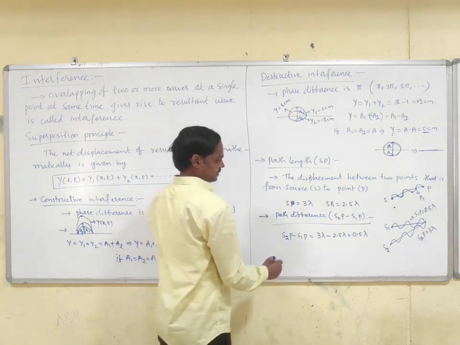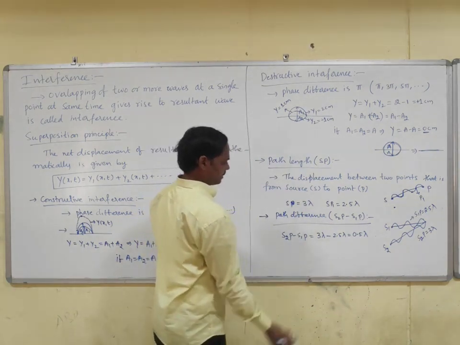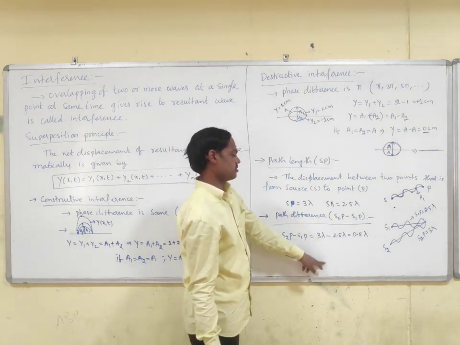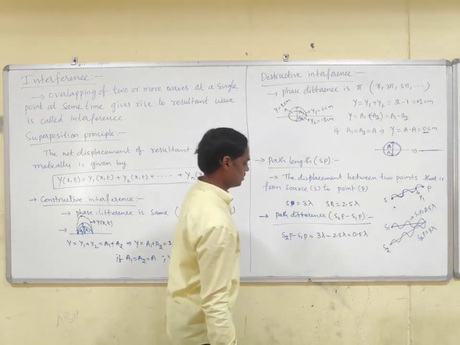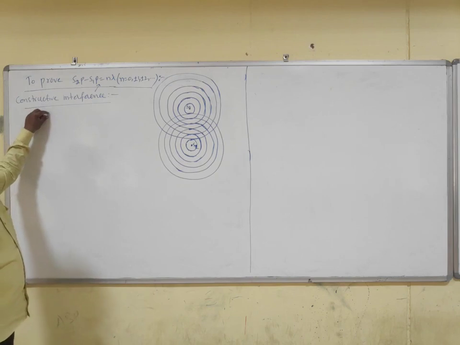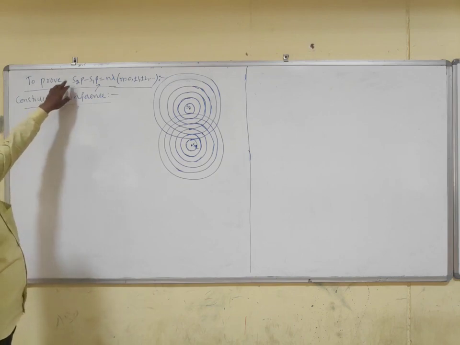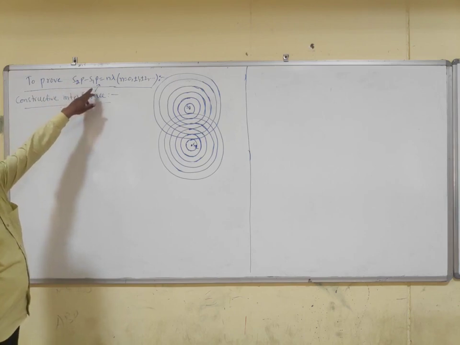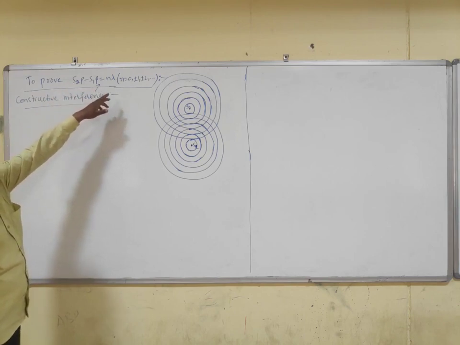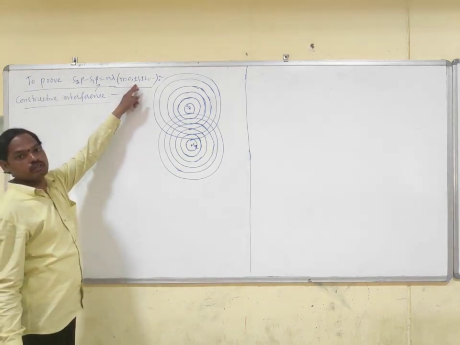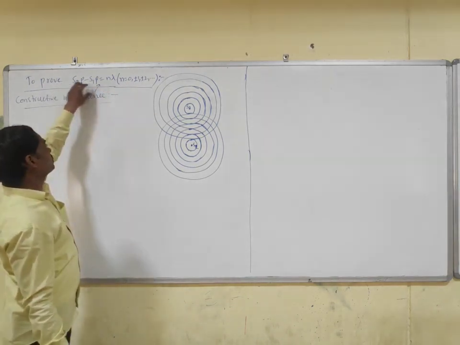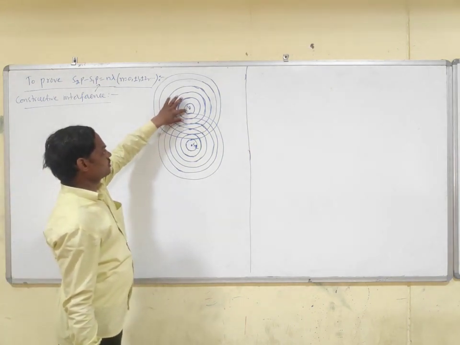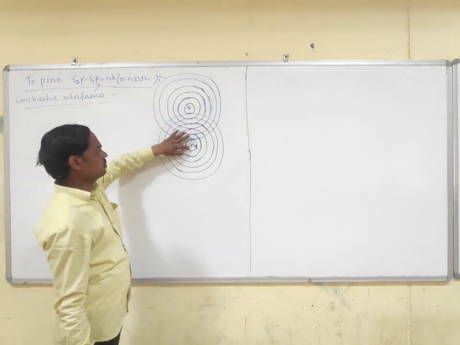In this way, we may get half integral multiples, even integral multiples, or integral multiples. Here we are now discussing constructive interference. The constructive interference condition will be S2P minus S1P equals n lambda, where n will be equal to 0, plus or minus 1, plus or minus 2. So now let us prove this condition from this diagram. Source S1, and S2 is the source S2.